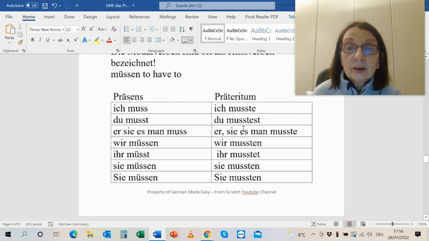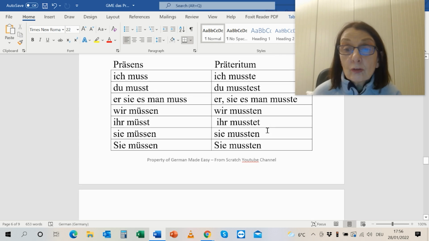There's müssen, musste. Now that's used a lot. Sie musste. I had to, müssen, I had to. I had to go into town. Ich musste in die Stadt fahren. Er musste in die Stadt fahren. You know, they're used all the time.